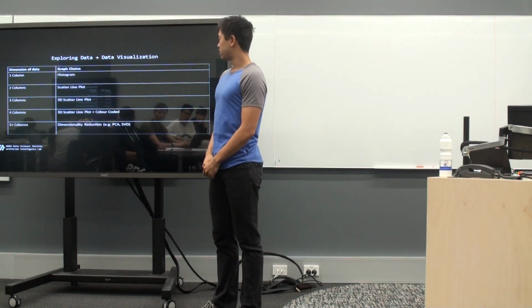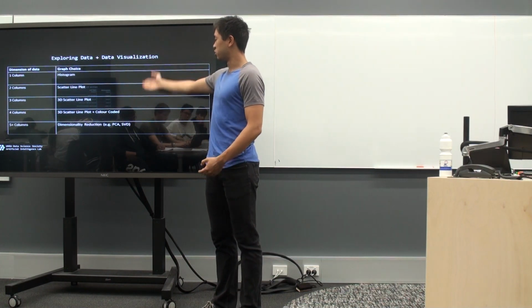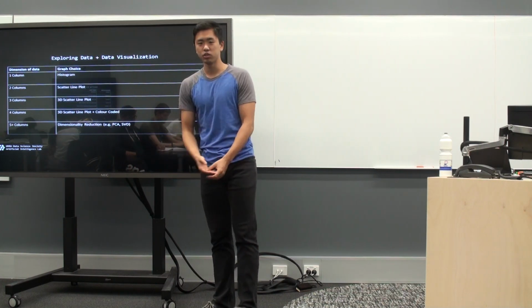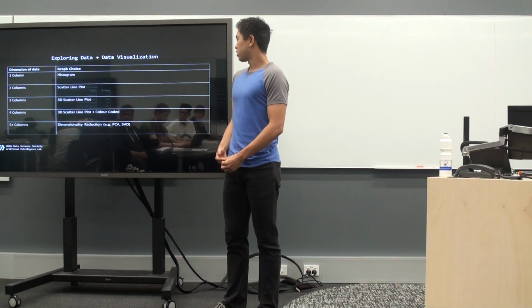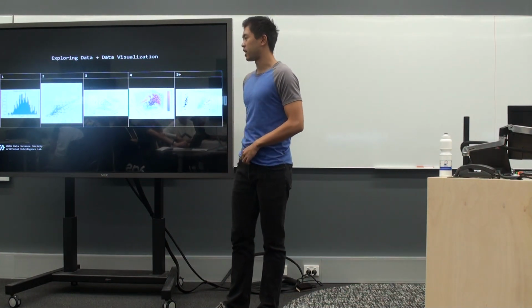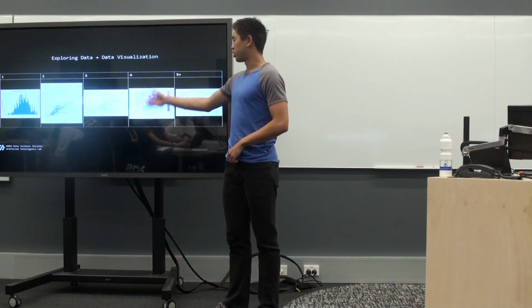So yeah, here's a summary of what you would use if you have 1, 2, 3, 4, 5 plus variables to visualize. And here's just an example of what they might look like.